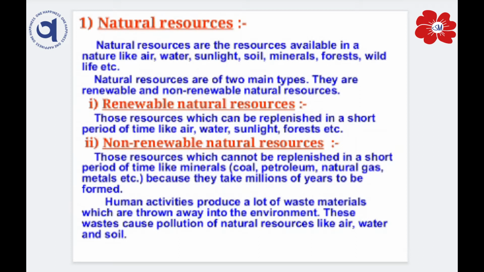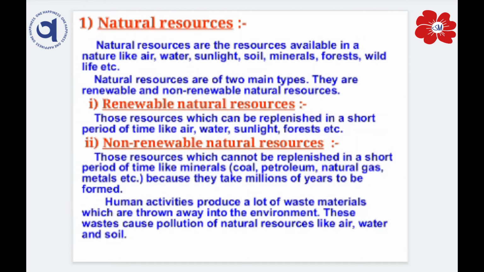First of all, what is the meaning of natural resource? Natural resources are the resources available in nature, like air, water, sunlight, soil, minerals, forest, and wildlife. These are examples of natural resources. Then, how many types of natural resources are there? There are two types: first, renewable natural resources, and second, non-renewable natural resources.